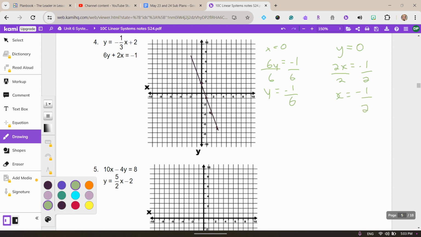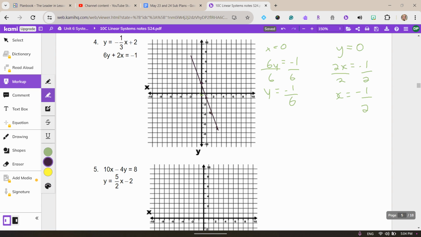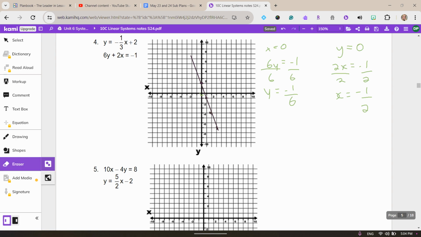So quite small numbers. I'll do my best here to graph those. So y equals -1/6 is really small. And then x equals -1/2 is also very small. Oh, I accidentally put a positive. That's why -1/6 is here and then here. So I know that those points are close together. I'm going to connect them with my straight line, and then I'm going to extend it.